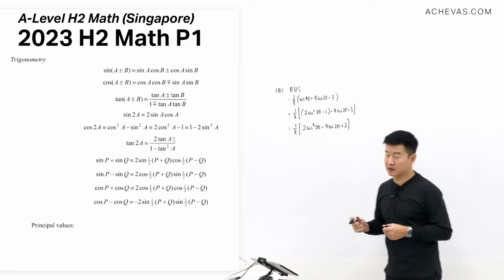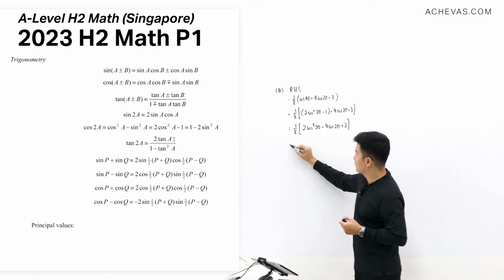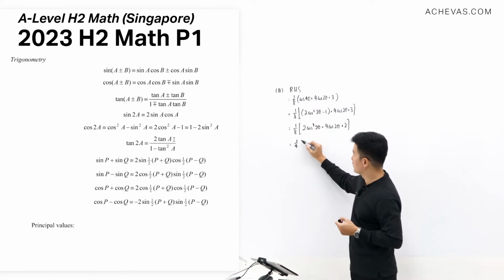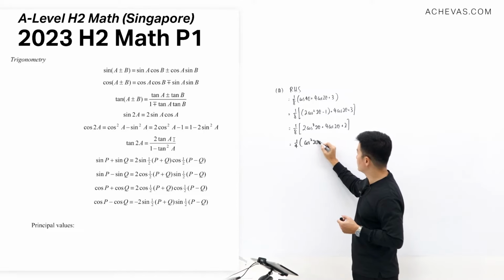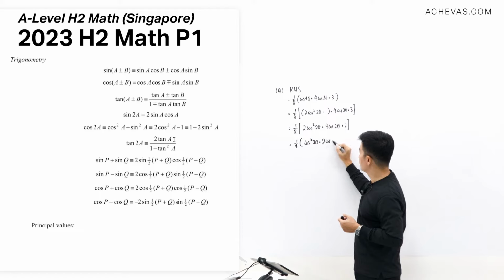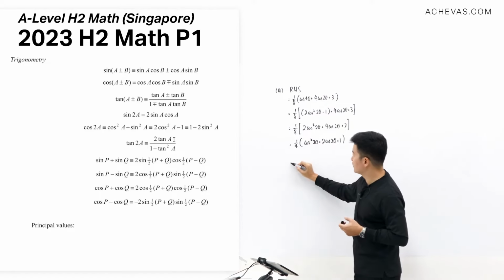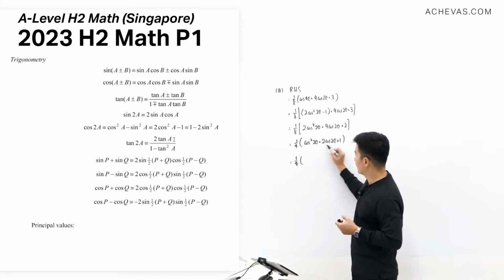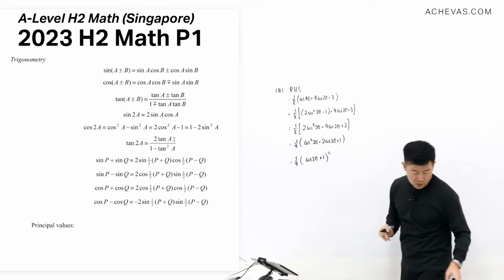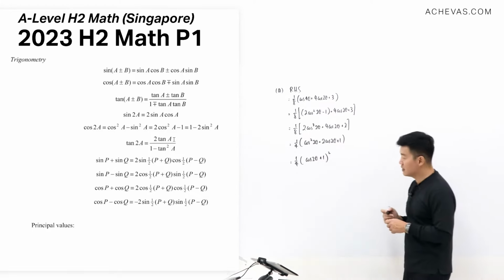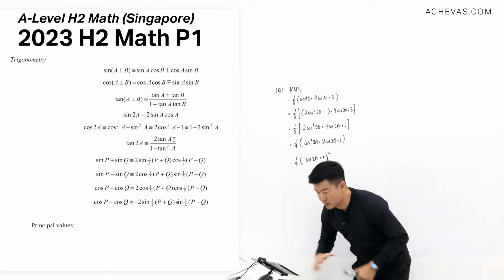Let's factorize out 2 and then simplify it together with this. Will give us a 1/4. And this will leave me with cosine square 2 theta plus 2 cosine 2 theta plus 1. In fact, we can actually factorize this. Let's do that. So we have a 1/4. Factorizing this will give me (cosine 2 theta plus 1), the whole thing squared.